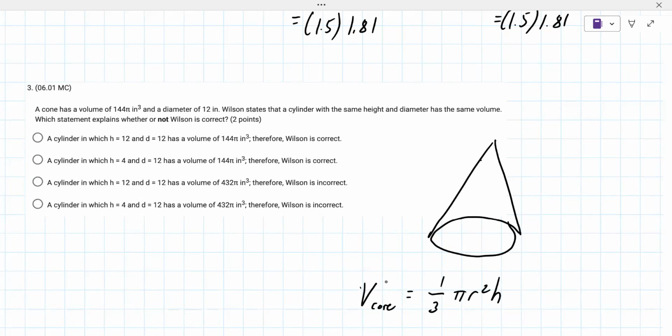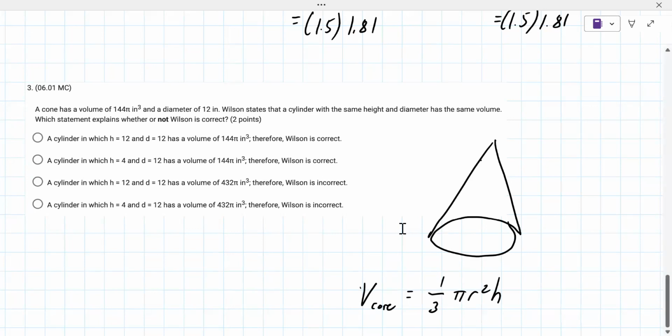Yeah, I just opened up the reference sheet. Oh yeah, this has the area formulas for all of them. So here we go. It says a cone has a volume of that and diameter of that. Wilson states the cylinder with the same height and diameter has the same volume. Which statement explains whether or not Wilson is correct?